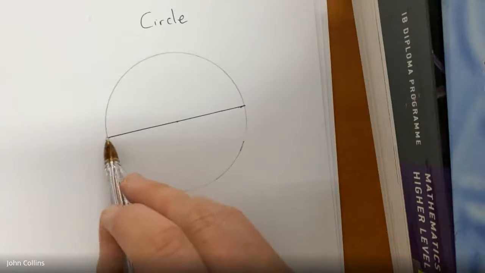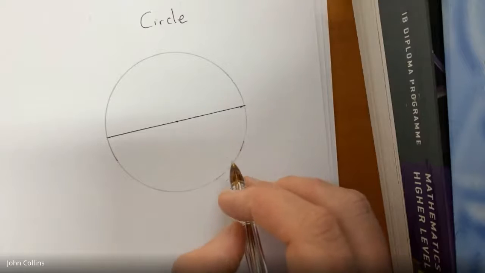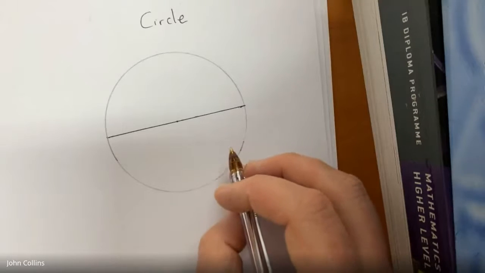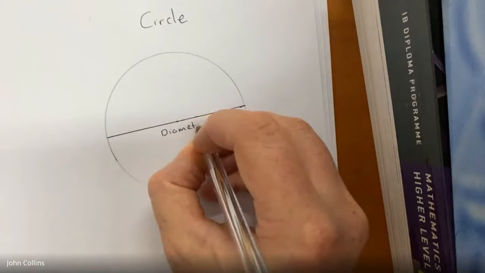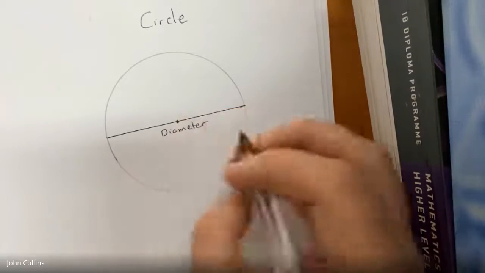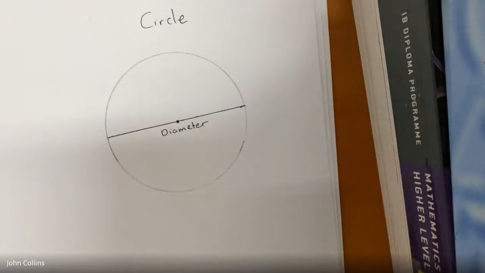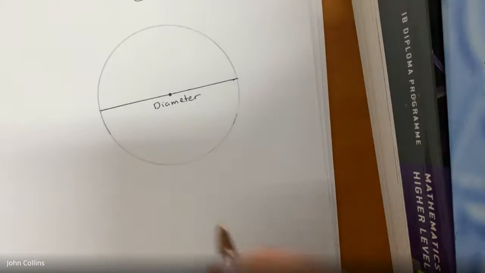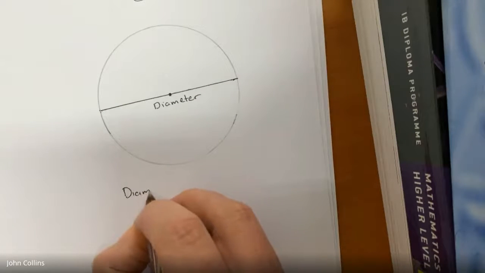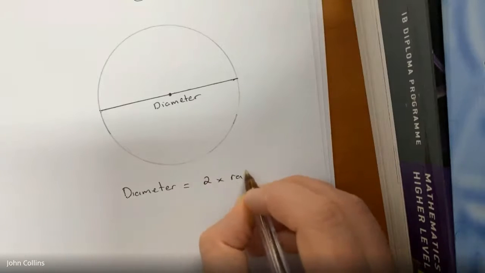Nope. So the center line that goes through the center? Nope. Asher knows the radius is half of it. Yes, it's the diameter. So that's the diameter. It goes through the center and goes from one side of the circle to the other side of the circle. And Asher's on the ball. He says the radius is half of it. So in general, the diameter, and all this should be in your notes, equals 2 times the radius.